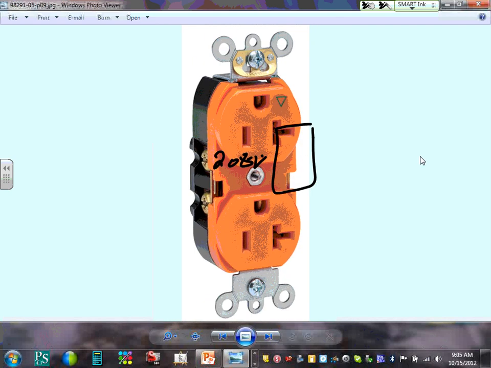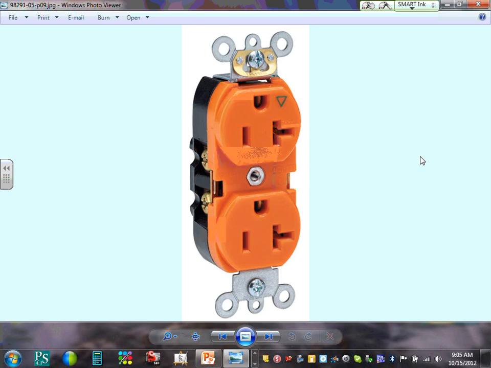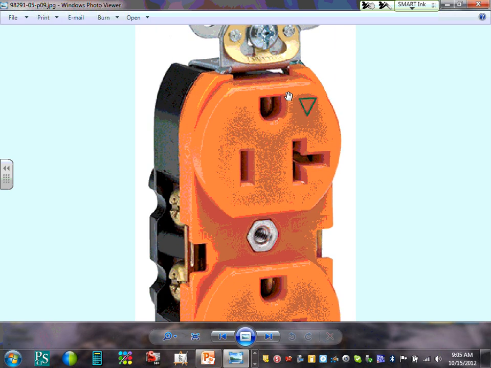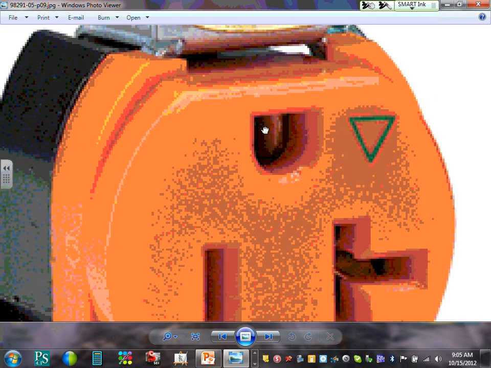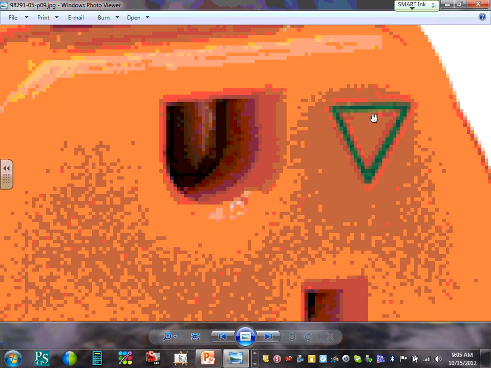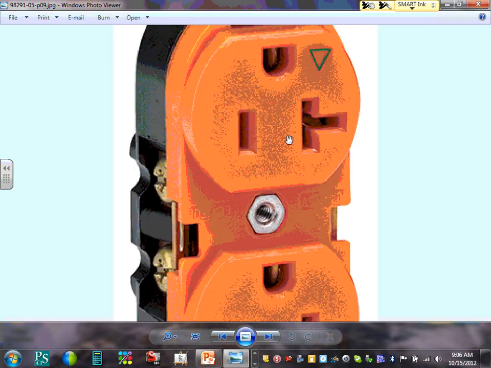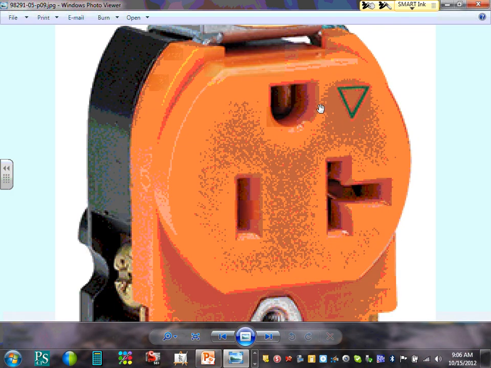This is an isolated ground receptacle. How do you know it's an isolated ground receptacle? Because it's an orange face. Typically you have to have an orange triangle. Do I have an orange triangle right here? See that one in the center here? This is an orange triangle. The orange indicates it's an isolated receptacle. The green dot with the orange indicates hospital grade. Typically you see these in hospitals other than patient care areas, because you can't put them anymore in patient care areas.